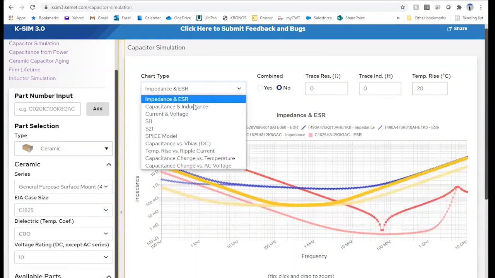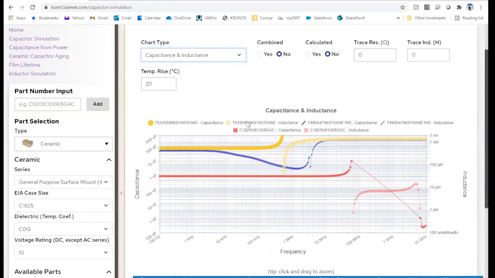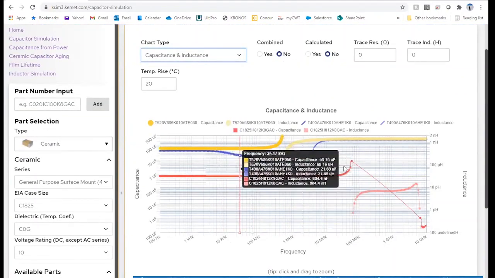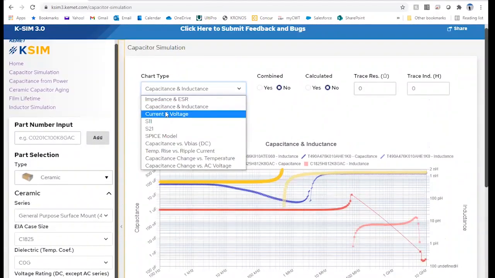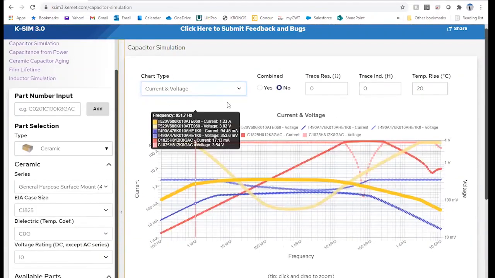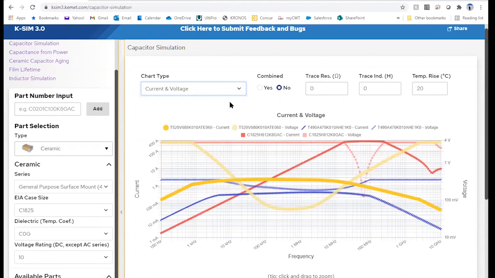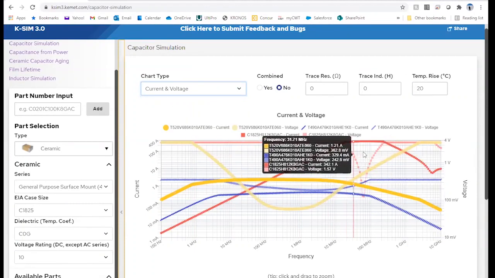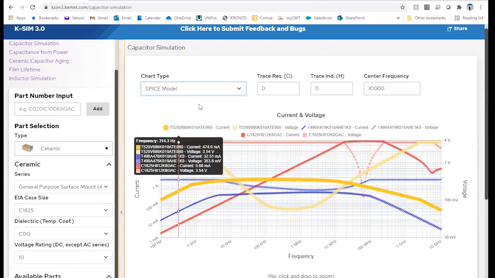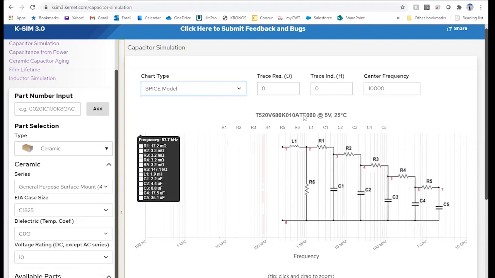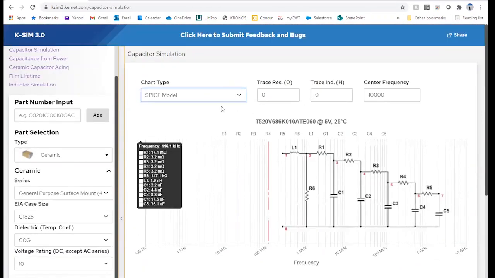You could also look at graphs such as capacitance, inductance over frequency. And again, you could change any of these parameters. You can look at current and voltage, and this graph's a little bit misleading. It's actually ripple current and ripple voltage. So you can see the ripple current, ripple voltage capabilities of the devices over frequencies. You could also select the SPICE model, and the SPICE model is only going to show for the tantalum part because it's the first one selected.